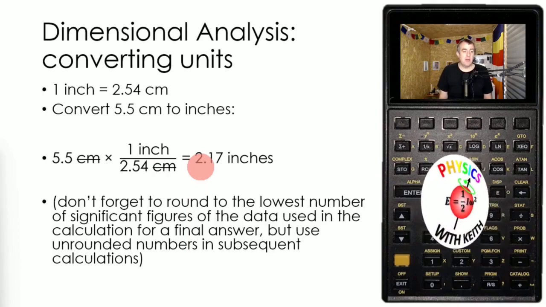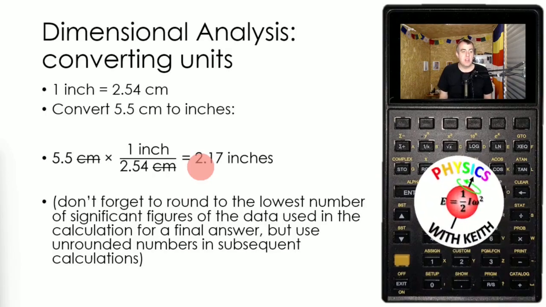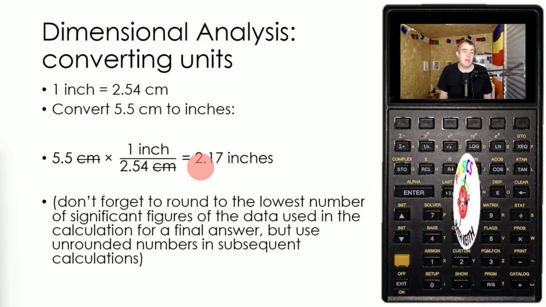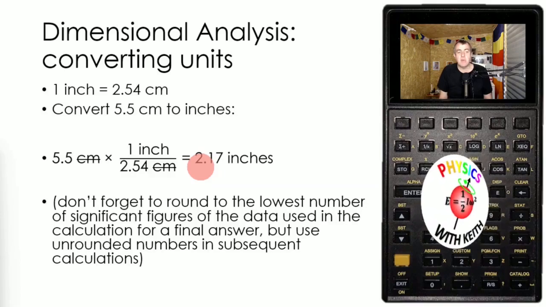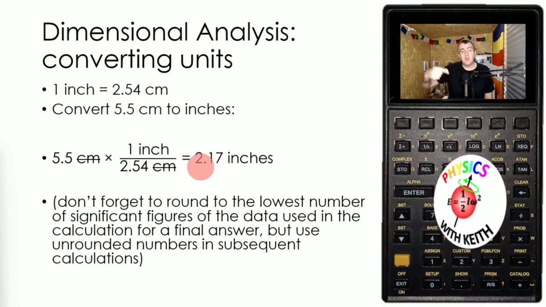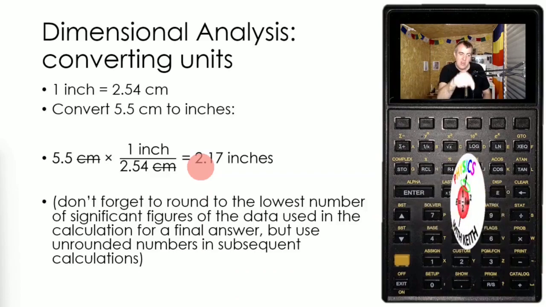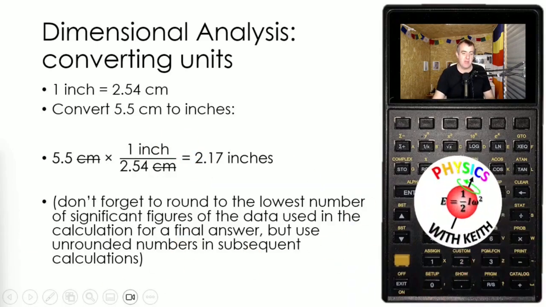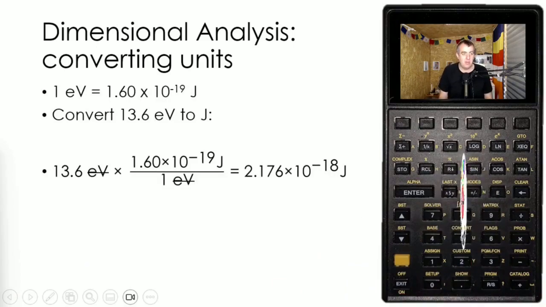There's a little note here about rounding. In our calculation, we used 5.5 centimetres. That's 2 significant figures, so we should have rounded our answer in the end to 2 significant figures. But we might keep 2.17 inches rather than just saying 2.2 inches written down, so that if we have to use that in any subsequent calculations, we'll use the unrounded number, or at least the less rounded number, because that's going to reduce the risk of accumulating rounding errors. We don't want rounding errors if we can help it.